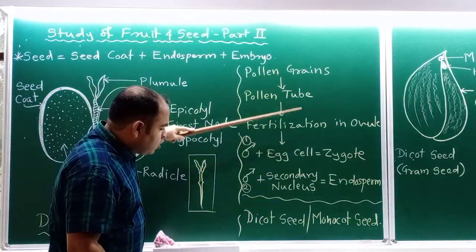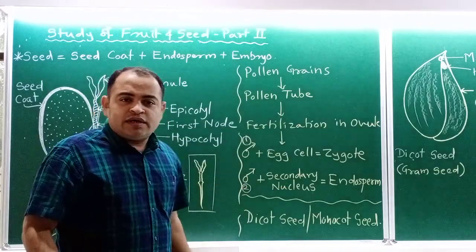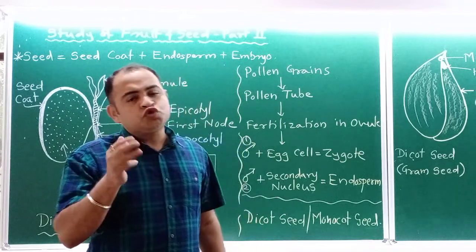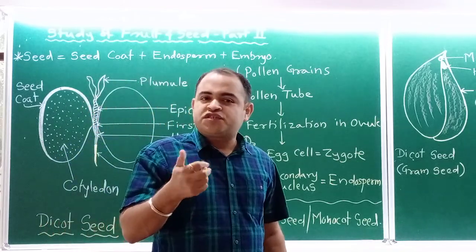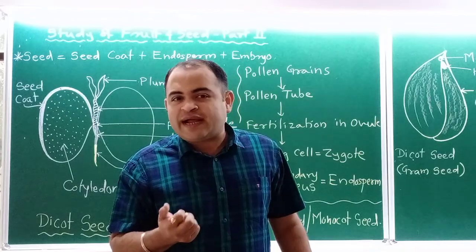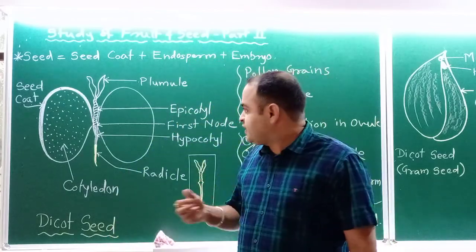So this is how the overall sequence of seed formation is written here. There are two types of seeds: first one monocot and second one dicot. We are going to learn that particular structure in detail.